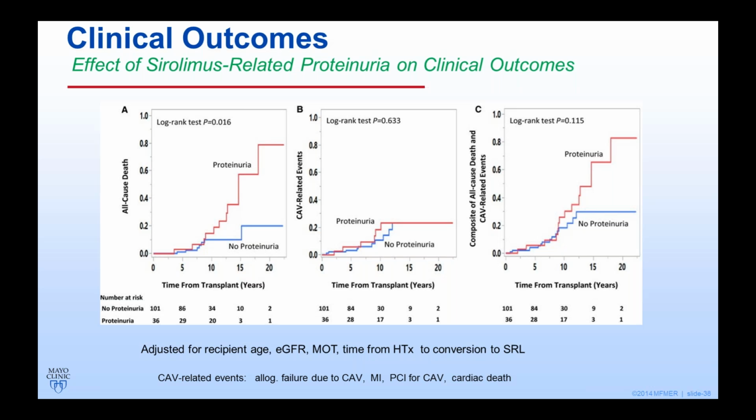In terms of patient outcome, the patients that developed proteinuria had a significantly increased risk of all-cause death over time. There was no difference in CAV-related events, and there was no statistically significant difference in the composite endpoint of all-cause death and CAV-related events, although there seems to be a trend toward worse outcome in this composite endpoint with proteinuria. This data was adjusted for recipient age, GFR, having had multi-organ transplant, and for the time from heart transplant to the conversion to sirolimus.